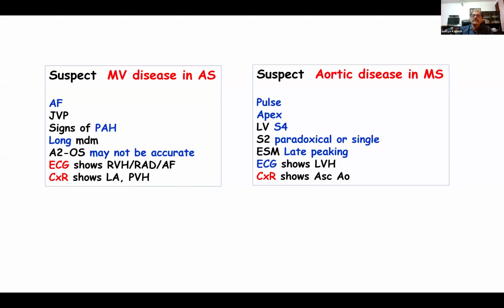Similarly, for aortic valve disease, suspect aortic disease in mitral stenosis if the pulse is slow rising, if the apex is sustained, if you're getting LV S4. Madam pointed out in pure MS, LV S4 will not be found. So if S4 is found, either palpable or audible, you have to suspect aortic valve disease. S2 is paradoxical or single. A late peaking murmur. ECG shows LVH and X-ray shows prominent ascending aorta. So these are the ways how you can diagnose severe MS, severe AS, or combined MS and AS.